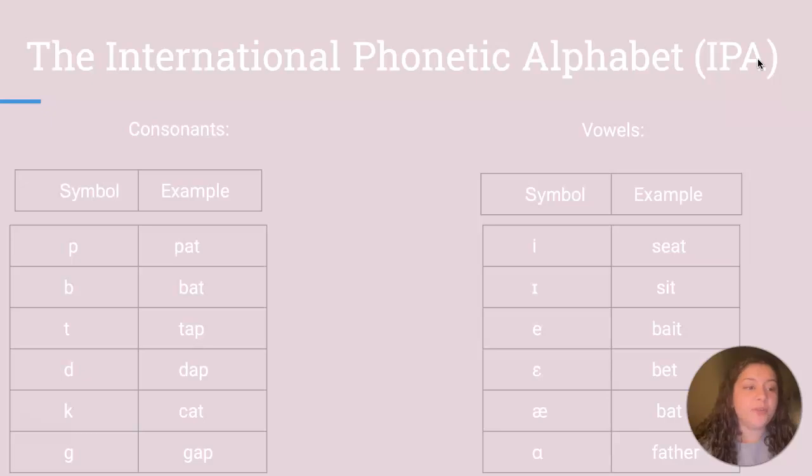To accurately represent sounds, we use the International Phonetic Alphabet, or the IPA. The IPA provides a unique symbol for each distinct sound, allowing for consistent transcription across languages. For example, the sound p in pat and b in bat are represented distinctly. These charts show a basic representation of the International Phonetic Alphabet. The full IPA includes more symbols for various languages and dialects.